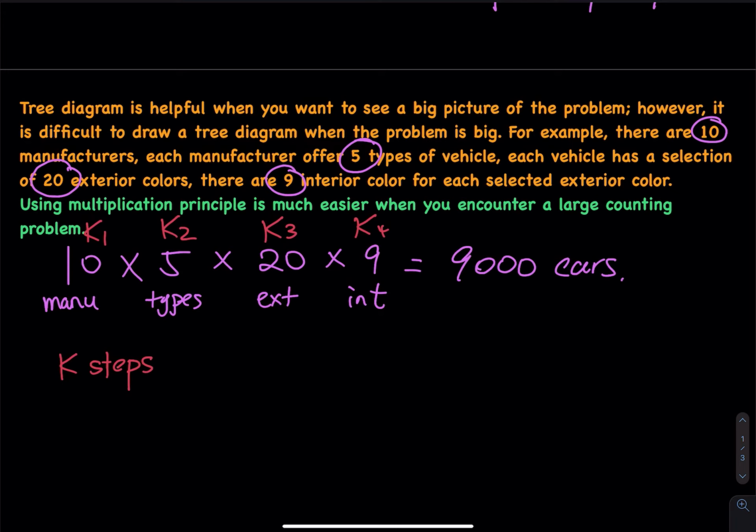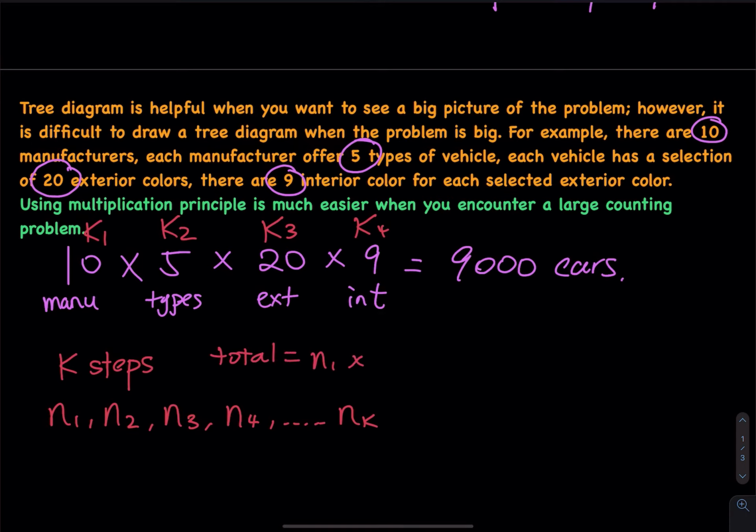So for k steps, each step has n ways to do it. For the first step, we have n1 ways to do it. The second step, we have n2 ways. The third step, n3 ways. The fourth step, n4 ways, and so on and so forth until you reach the k. And then what is the total? The total is equal to n1 times n2 times n3 times n4 times n5, and you keep on going until you reach n to the k.